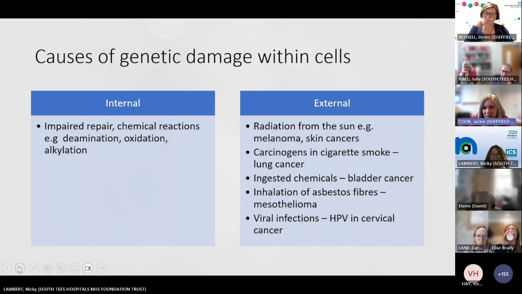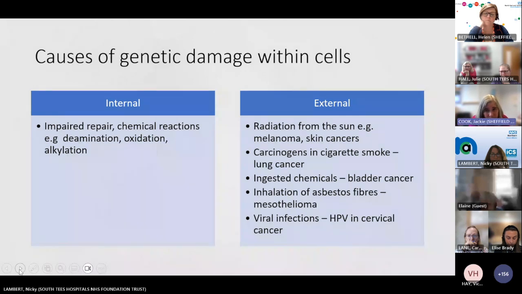We all know that cigarette smoking is responsible for most lung cancer, and there are carcinogens in cigarette smoke that cause genetic damage, and that's why it causes cancer. And of course, you're inhaling it into your lungs, so that's where you're going to get the cancer. There are certain ingested chemicals that are then passed in the urine into the bladder, and they can cause bladder cancer. We know that asbestos can cause a type of tumour involving the lungs called a mesothelioma, and that is due to the inhalation of asbestos fibres.